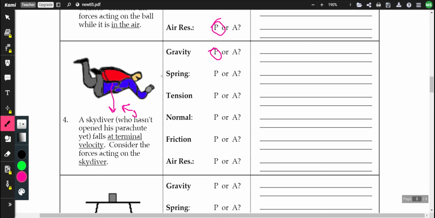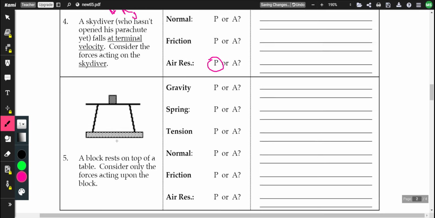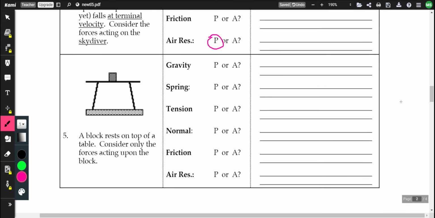No springs, no ropes. I would imagine once they open the parachute, there's going to be some tension on those ropes for sure. No surface, so there's no normal force, no friction, but certainly still air resistance. And on this one I would certainly say that the air resistance is pushing upwards because he's falling downwards. Okay, let's try this one.